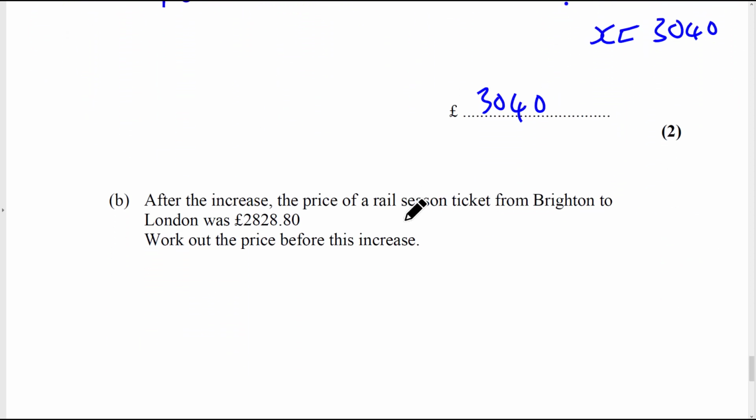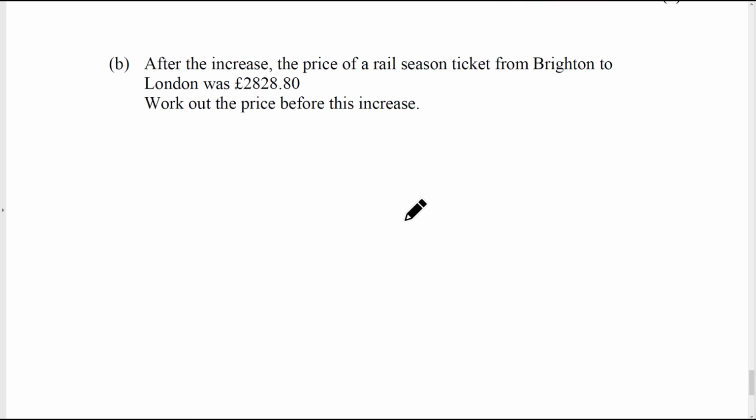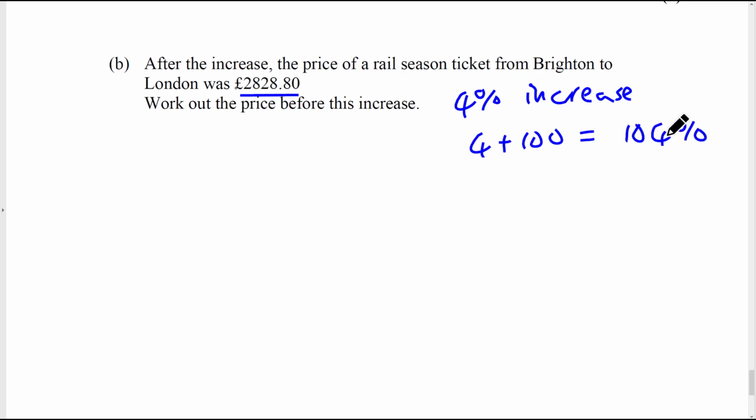Right, part B. After the increase, the price of a rail season ticket from Brighton to London was £2,828.80. Work out the price before this increase. So look, this is the cost of the whole ticket, and it was a 4% increase, right? So what's 4 add 100? That's 104% now. As a decimal, this is 1.04. That will start us off.